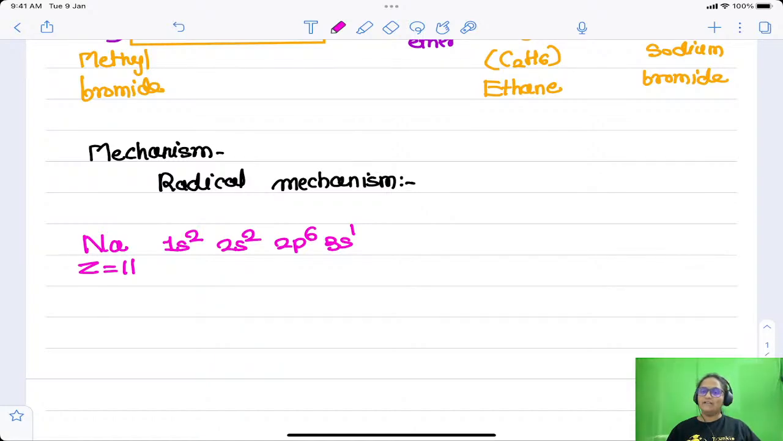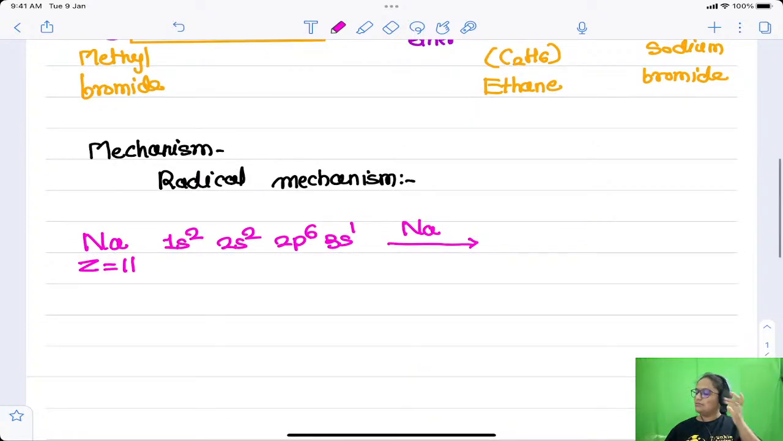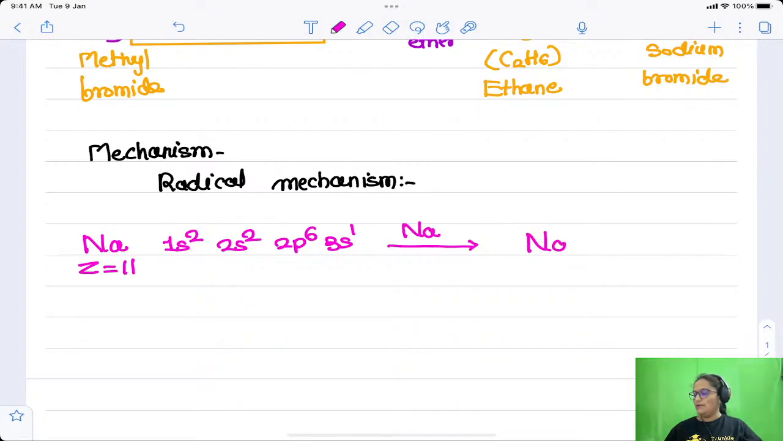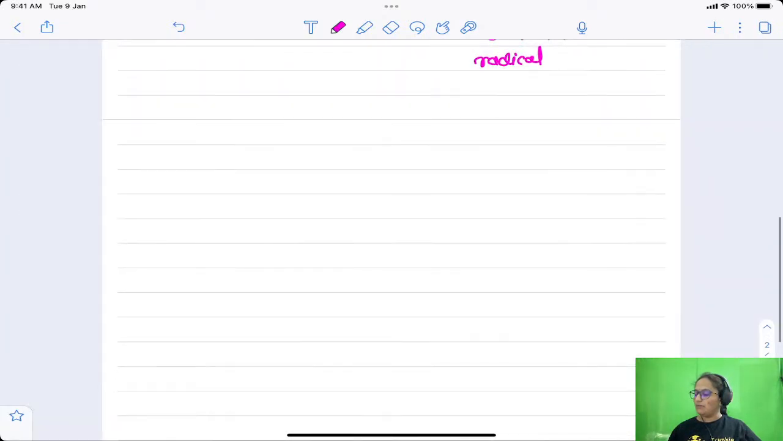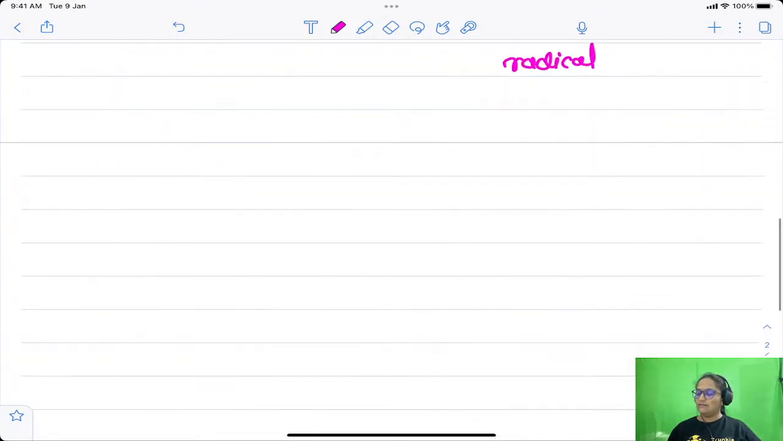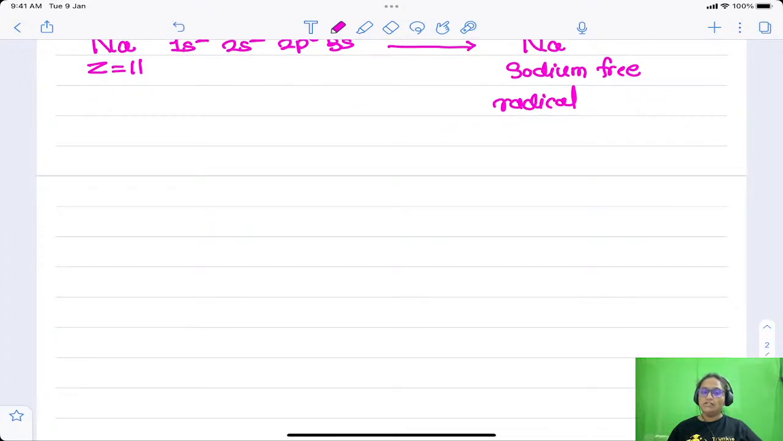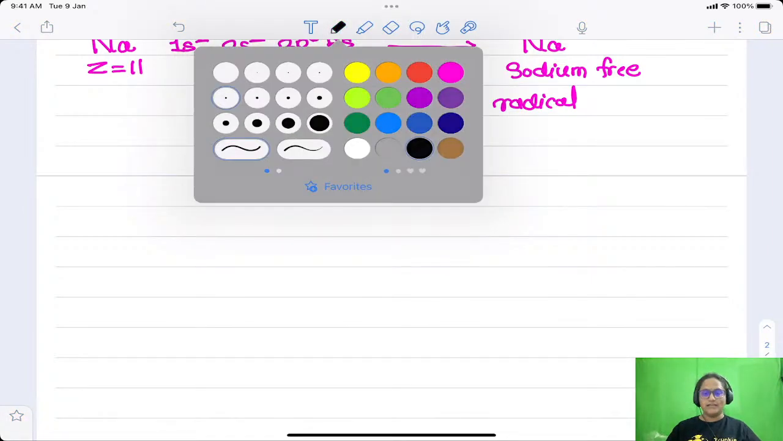So one sodium atom will give its one electron to another sodium atom, and it will give sodium radical, right? For example, for the other sodium atom I'll write down Na dot. A dot on Na means it is a sodium radical, a sodium free radical. Free radicals are also one type of reactive intermediate, just like carbocation and carbanion are. They are also involved during the mechanism of any reaction, right? Just like here, the free radicals are generated.